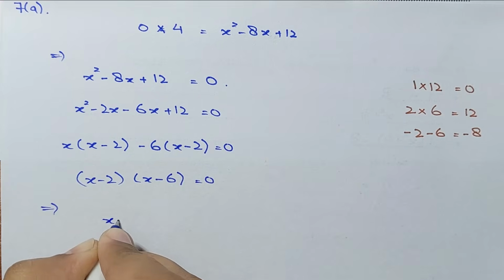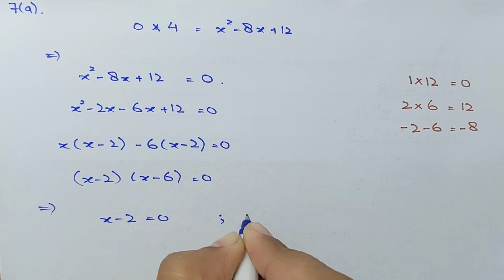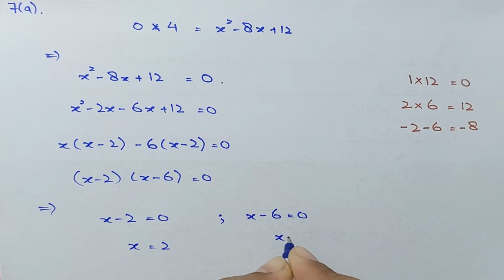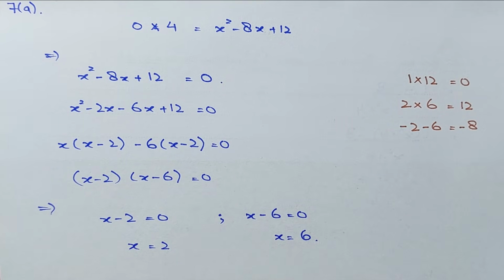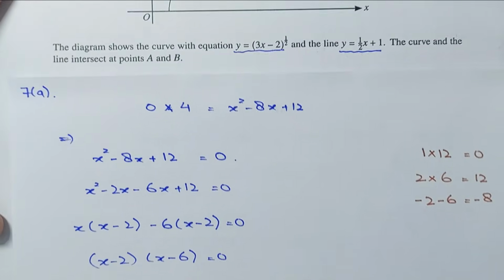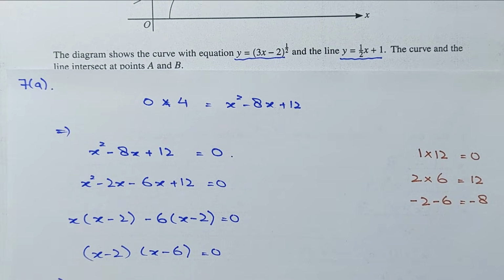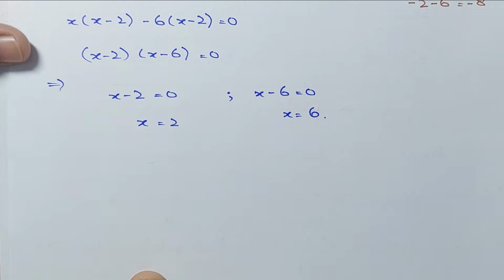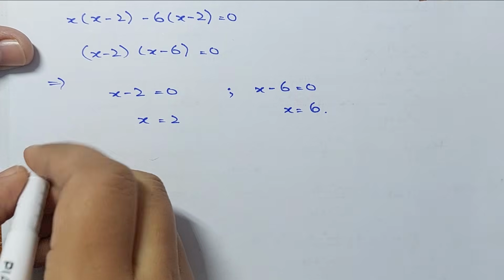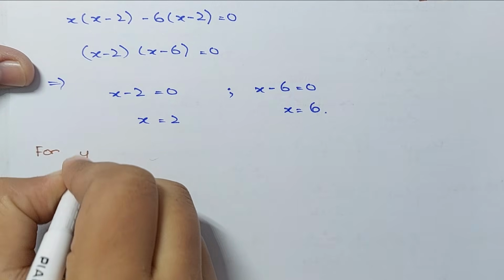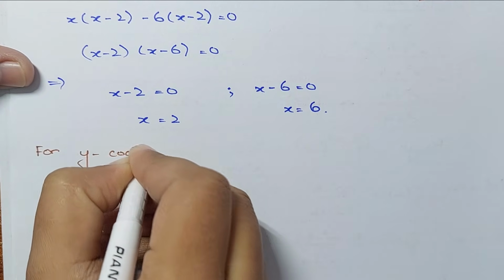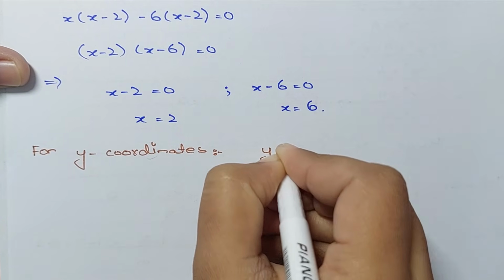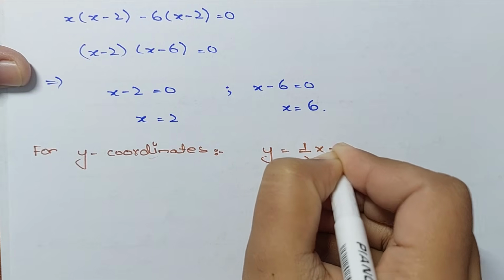Put both factors separately equal to 0. x minus 2 equals 0 and x minus 6 equals 0. Now the x value is 2 and here the x value is 6. Now when x is 2 and when x is 6, we have to find the y coordinate as well. So to get the y coordinate, just plug the values of x into the equation of the line. Half x plus 1 is the equation of the line, so you can put the x values into y equals half x plus 1.